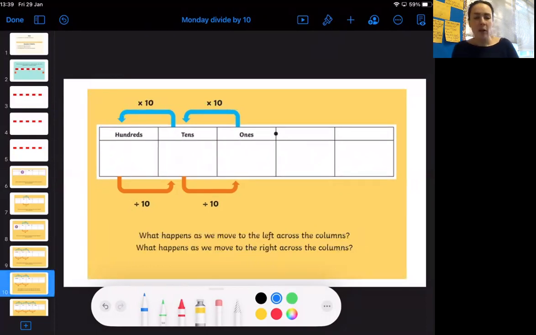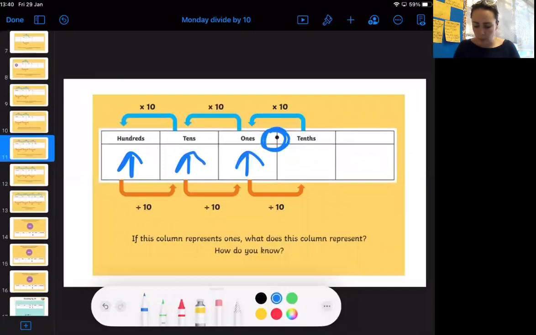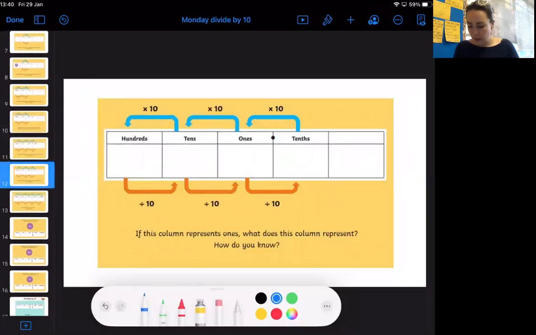So as we move it to the left, like I said, we're multiplying by 10. We're making it 10 times bigger. If we move to the right, we're dividing by 10. We're making it 10 times smaller. So we've got the column representing the ones. We've got the column representing the tens, the column representing the hundreds, and we've got here our decimal point. We can see that tenths are to the right of the decimal point. They are not whole numbers, they are a part of a number. So we have got our tenths.